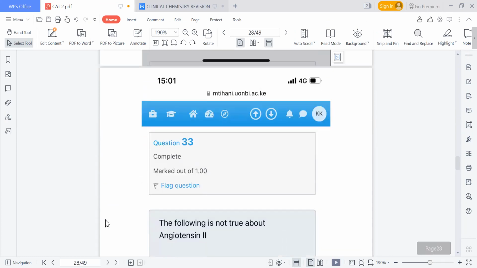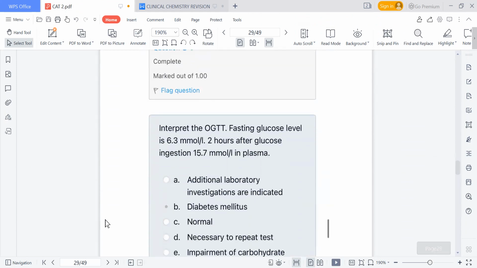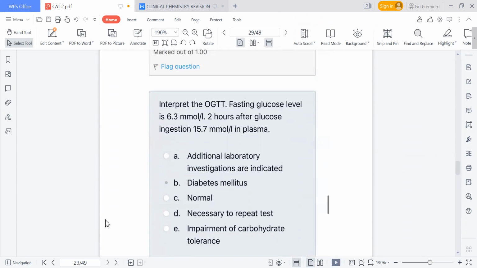The next question is on blood glucose. Interpret the OGTT. Fasting glucose level is 6.3 millimoles per liter. 2 hours after glucose ingestion, it's 15.7 millimoles per liter in plasma. So what could be happening? First of all, what type of test is an OGTT test? Like, what do these letters stand for? Impairment of carbohydrate tolerance.